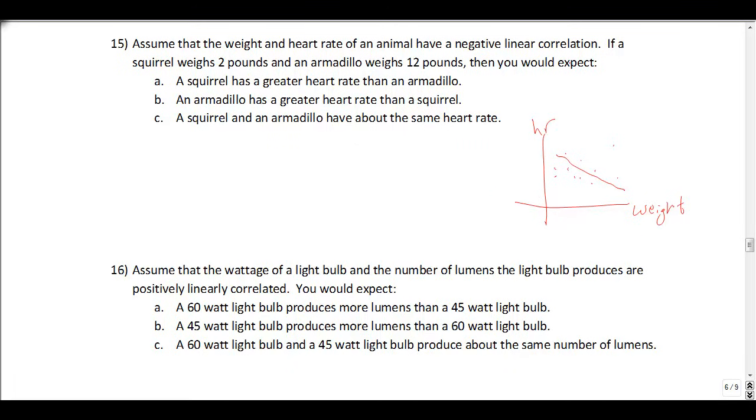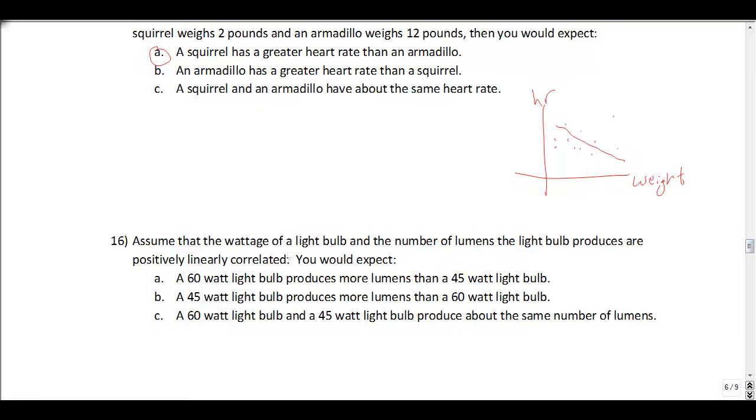So what we would expect here: a squirrel has a greater heart rate than an armadillo. I was concerned that people maybe don't know what an armadillo is. It says if a squirrel weighs 2 pounds and an armadillo weighs 12 pounds. So whatever an armadillo is, it's heavier than a squirrel. So the armadillo has a higher weight, which means, because of the negative correlation, it should have a smaller heart rate. So the armadillo has a smaller heart rate, which means the squirrel has a larger heart rate.